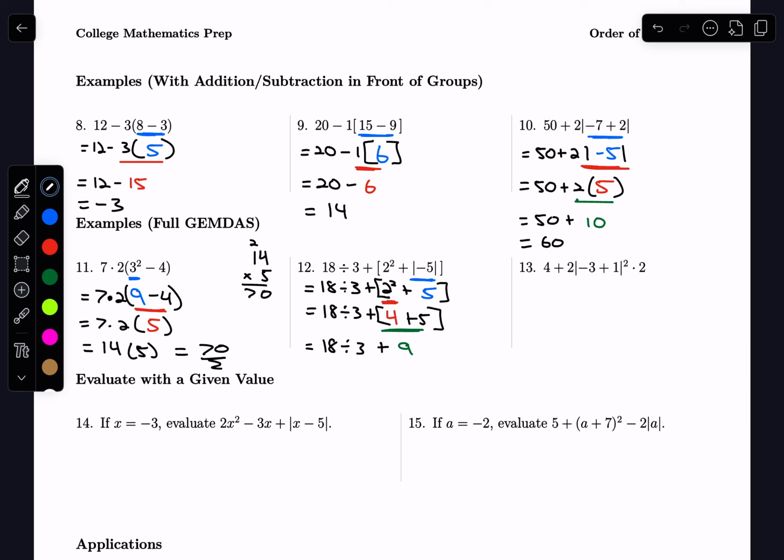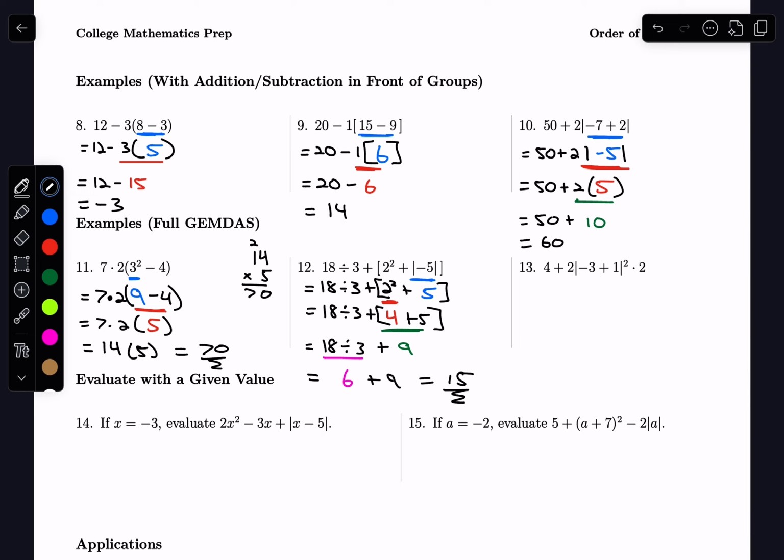And now we can actually do the division because we only have 2 operations left, division and addition, and division comes first. So we're going to work out 18 divided by 3 first to get 6. And then once we've done that, now the only thing left is to do 6 plus 9, which gives us 15. All right, one more here.